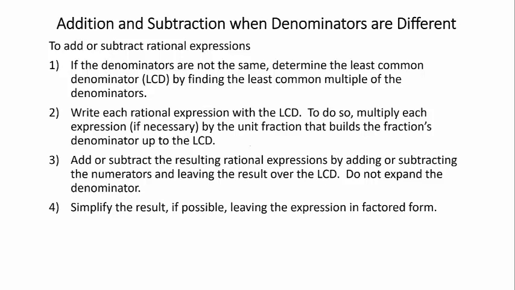So we'll do a few examples to get the idea of this, all right? And then once the denominators are the same, we can add or subtract the resulting rational expressions by adding or subtracting the numerators and leaving the result over the LCD. And we're not going to expand the denominator because once you simplify the numerator, there may be additional factoring that can be done and maybe more cancels out in the end. At any rate, once it's fully simplified, we can leave it in factored form.